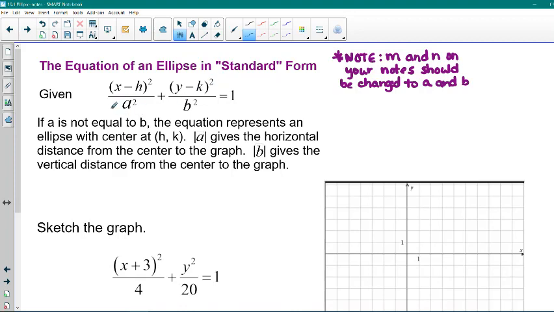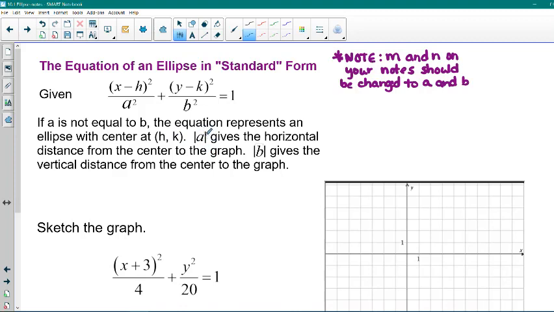The denominator of the x term is going to be named a squared. The denominator of the y term is going to be named b squared. So if a is not equal to b, then the equation represents an ellipse. If a is equal to b, it's actually a circle, because you're going the same amount out horizontally that you are vertically. The center will be at (h, k).